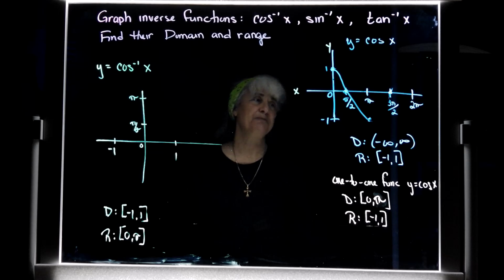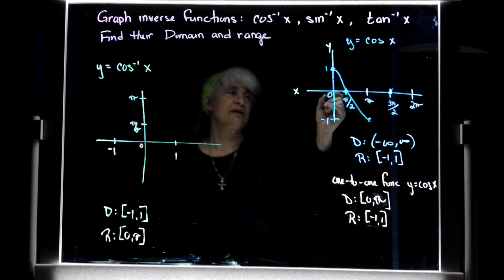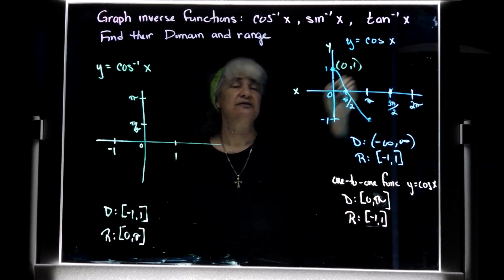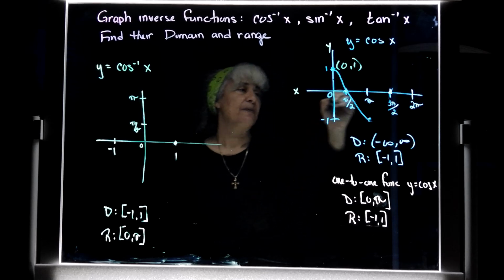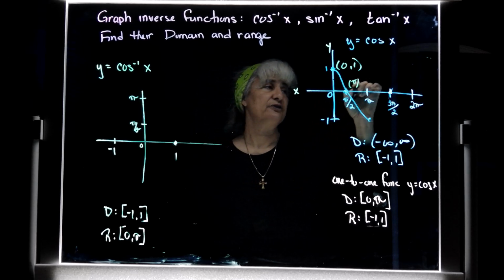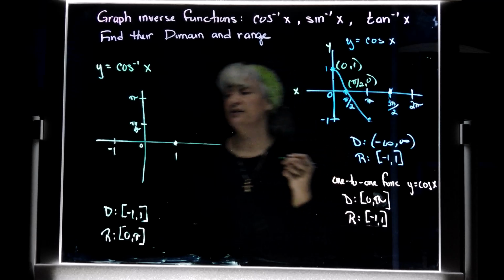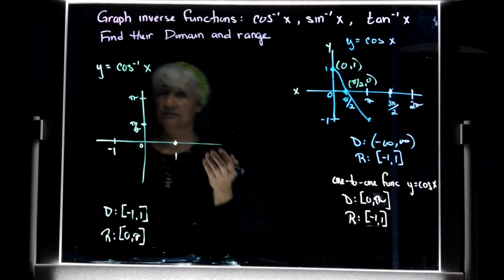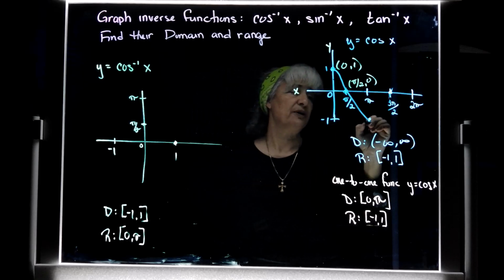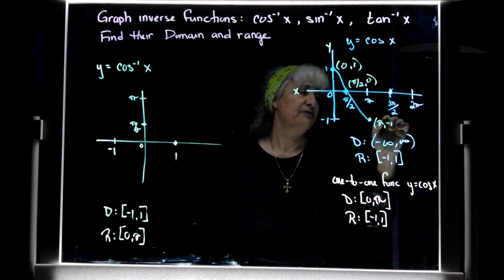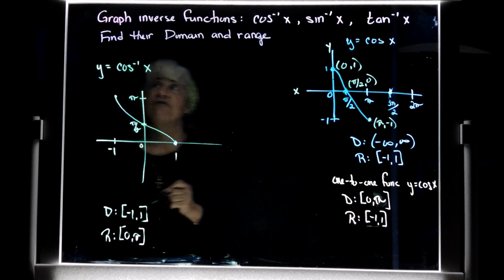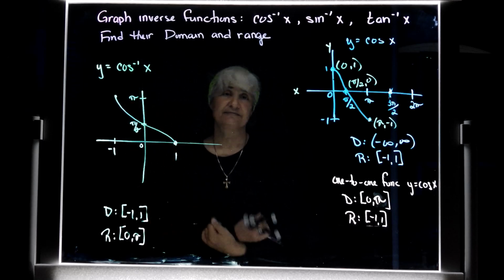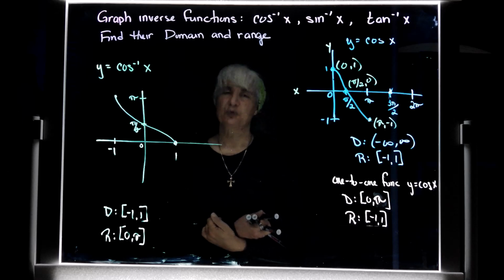All right, now let's graph it. This point is 0, 1. Well, that means 1, 0 on the inverse. This point is pi over 2, 0. Well, on the inverse, it would be 0, pi over 2. It switches. This point is pi, negative 1. Well, on the inverse, it's going to be negative 1 and pi. It switches. So we kind of have this graph going on for our cosine inverse function. Does that make sense? Okay.